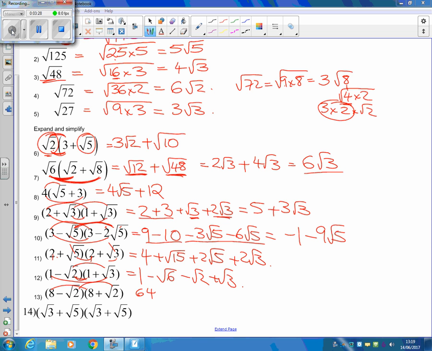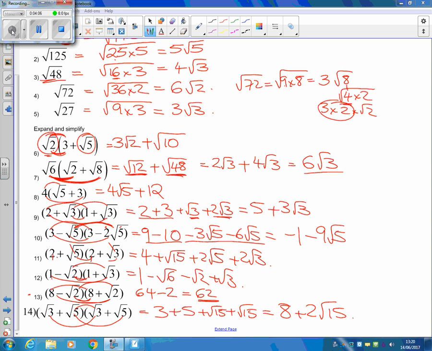The 2 times 2 here gives me a minus 2. And this is interesting. Look, I've got minus 8 root 2's and plus 8 root 2's. So they're cancelling out. And we're just left with a 62 at the end there. A good one to note, that one there. It's like that difference of 2 squares before, and the middle bit's cancelling out. And the last one, so what have we got here? We've got a 3 there, we've got a 5 there, we've got a root 15 there, and another root 15 on the end. So my grand total is going to be 8 plus 2 root 15s.